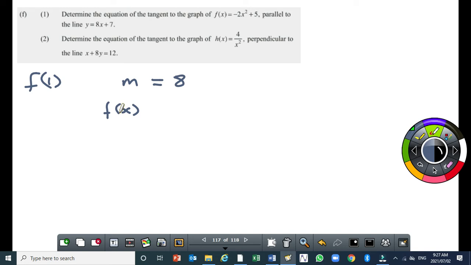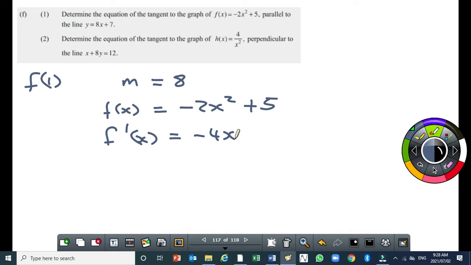Okay, so here our function is f of x equal to minus 2x squared plus 5. That's our function. Remember, the derivative of this is equal to the gradient. So if I find f prime of x, it will be equal to m. So the derivative here will be minus 4x. The derivative of a constant is 0. The derivative of this is 2 times minus 2, which is minus 4. Subtract 1 from the power, you get that.